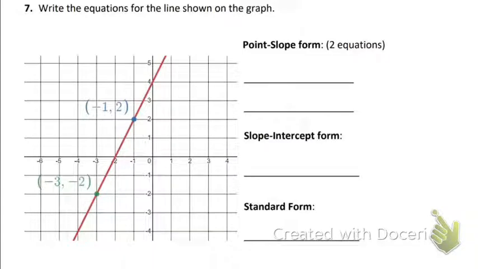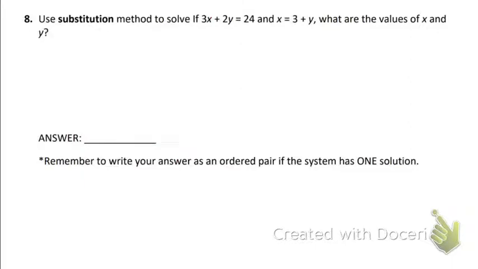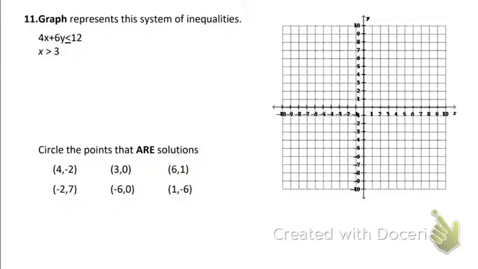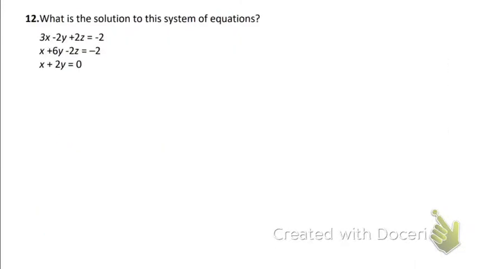I did 7 in both 4th and 5th period, so you can watch either one of those videos to see this problem. I did 9 in 5th period. I did 11 in 5th period, and I did 12 in 5th period. I don't think I did number 8. So I think number 6 and number 8 are the only 2 problems that aren't on one of the videos.